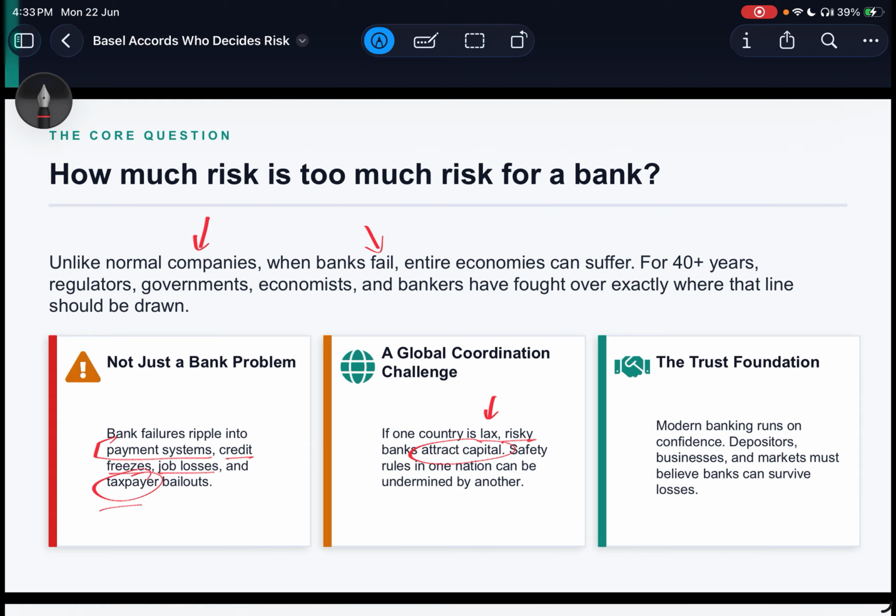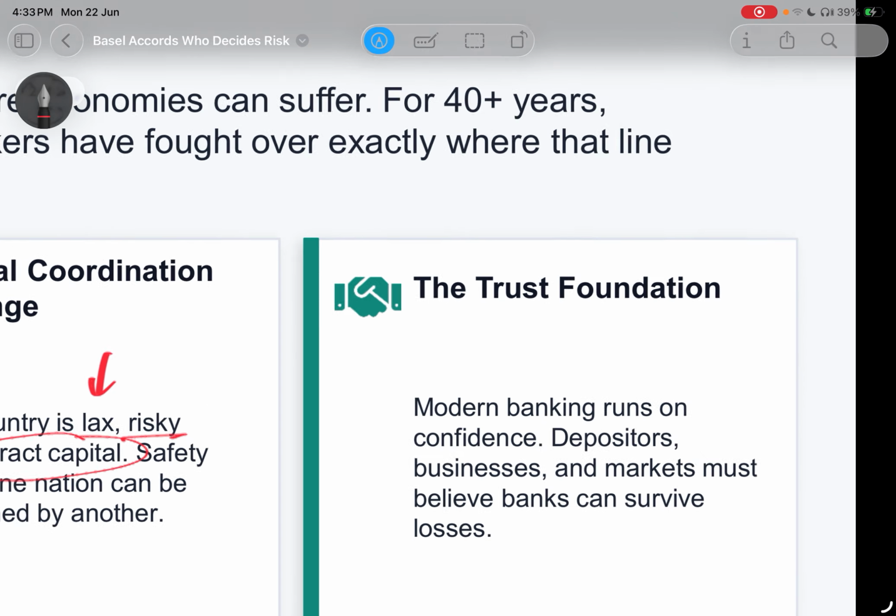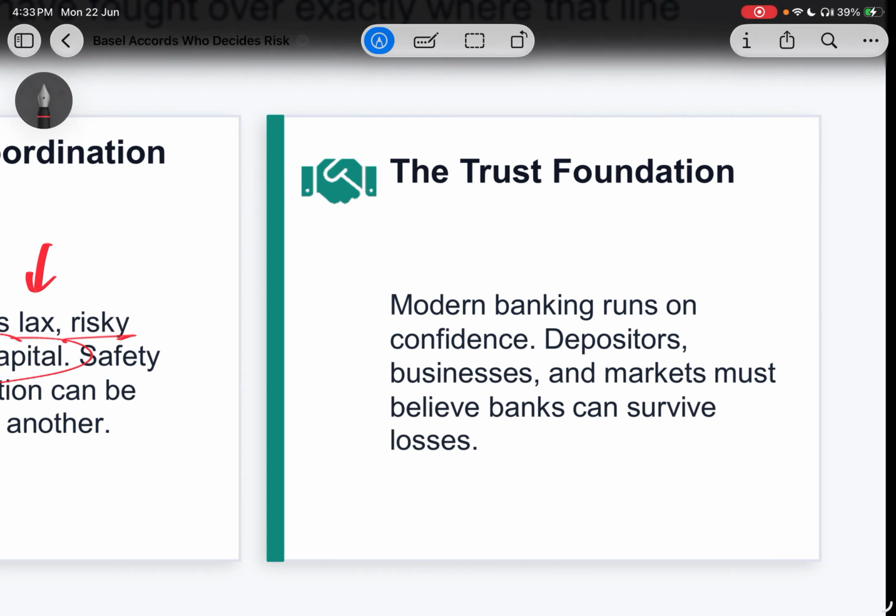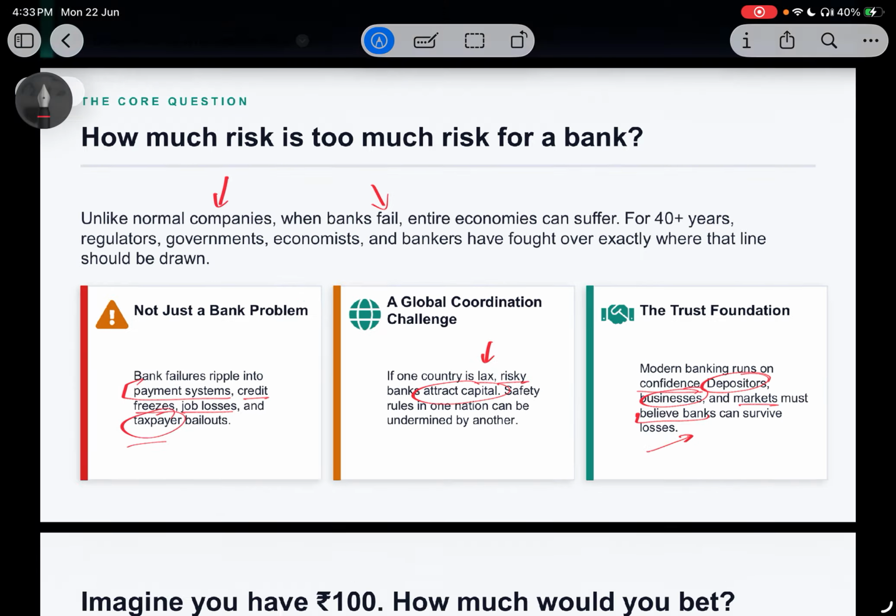When we're talking about modern banking, modern banking runs on confidence. Depositors, businesses, and the markets must believe in the bank in order to make sure that the economy is actually creating money. And they would do that only if they believe that the banks could actually survive the losses.